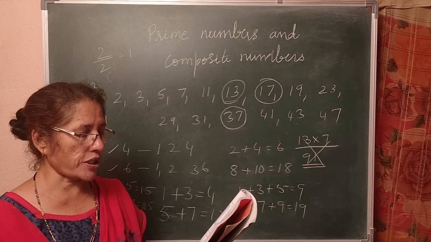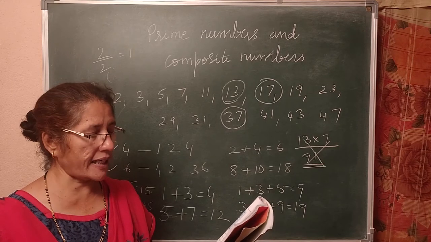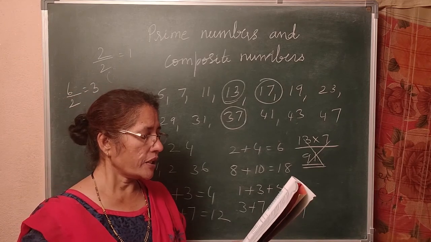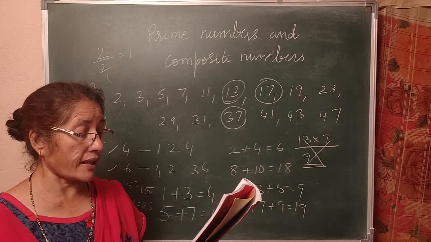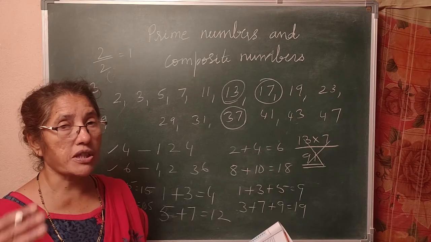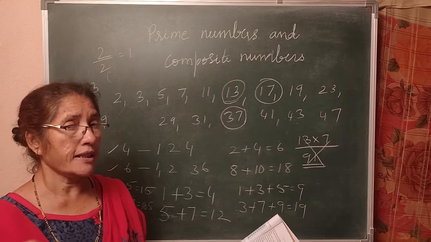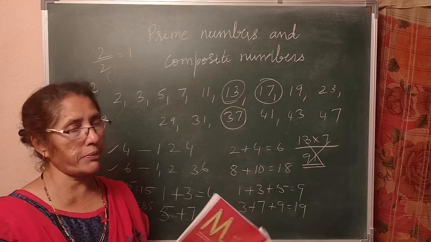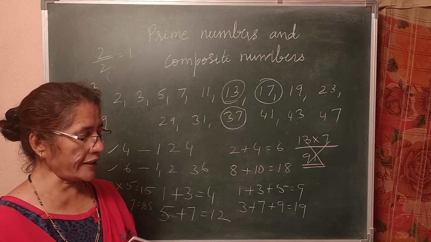Now, eighth question. Which of the following numbers are prime? 23 is prime, 51 is not a prime, 17 3s are 51, 37 is a prime, 26 is not a prime. Ninth question. Write 7 consecutive composite numbers less than 100. Consecutive means what? Which comes one after the other, continuous. Less than 100. That there is no prime number between them. You see. Understand?